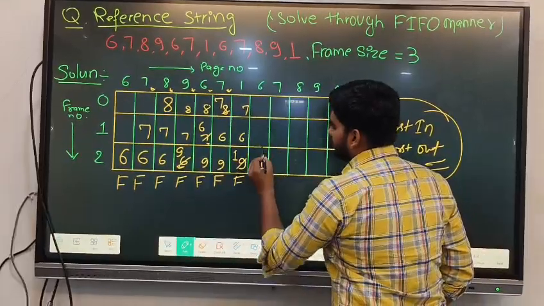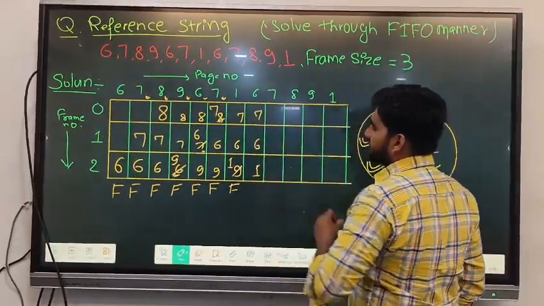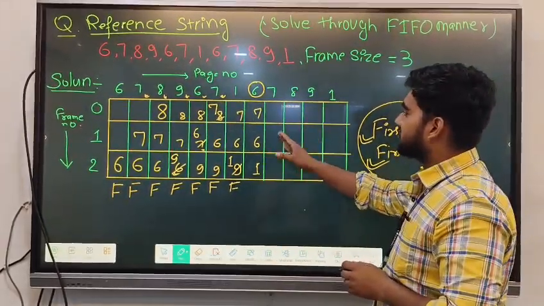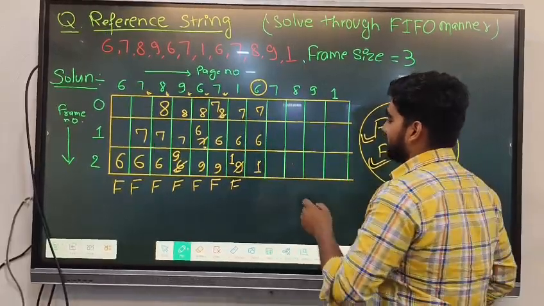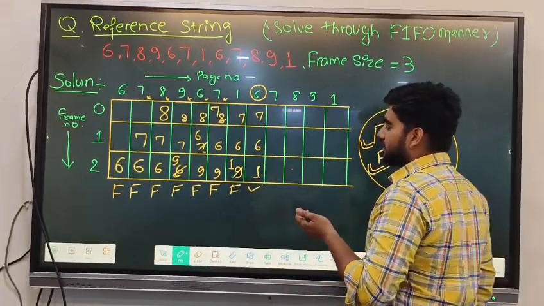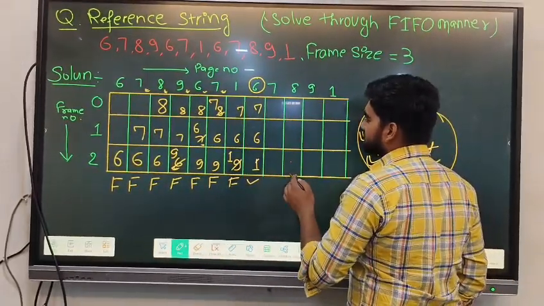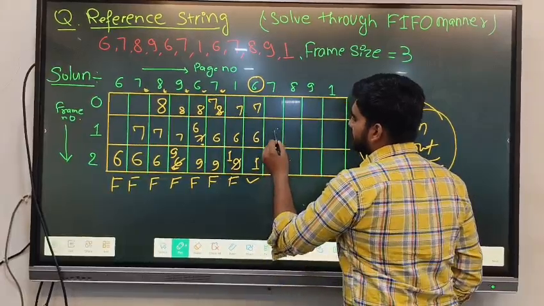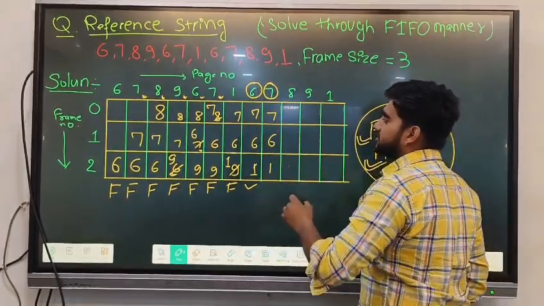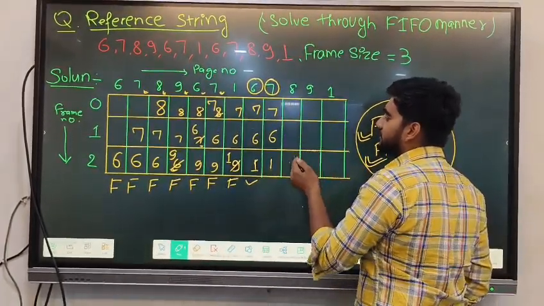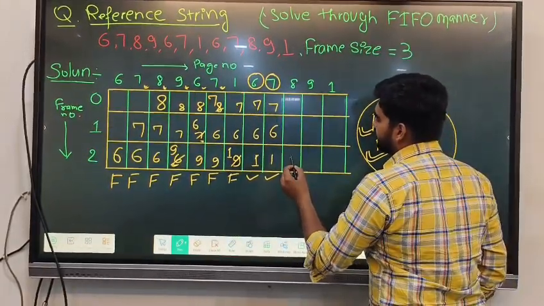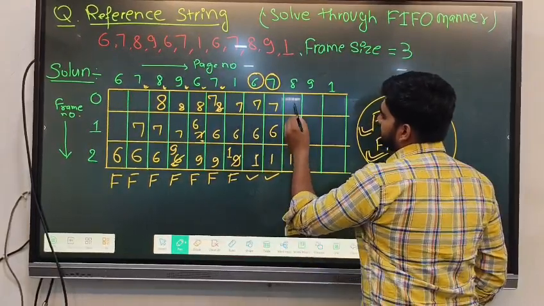Now 1, 6, 7. Now the CPU is demanding page number 6, and you can see page number 6 is already present in this frame. So a page fault will not occur. The CPU gets the page it is demanding, and this is a hit case. And now 1, 6, 7. Again the CPU is demanding page number 7, and page number 7 is available in this frame. So again this is a hit case. Let's move further.